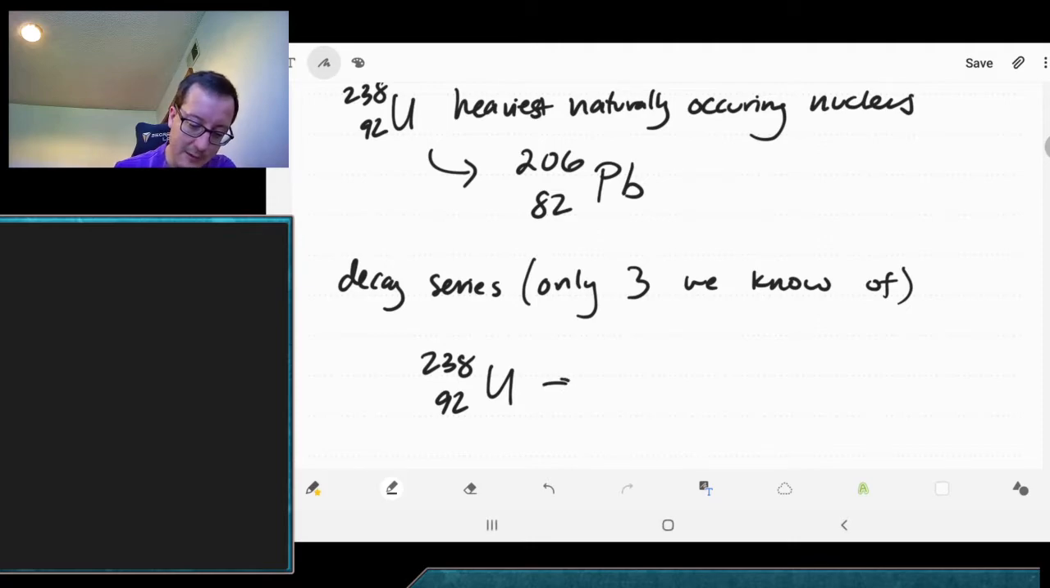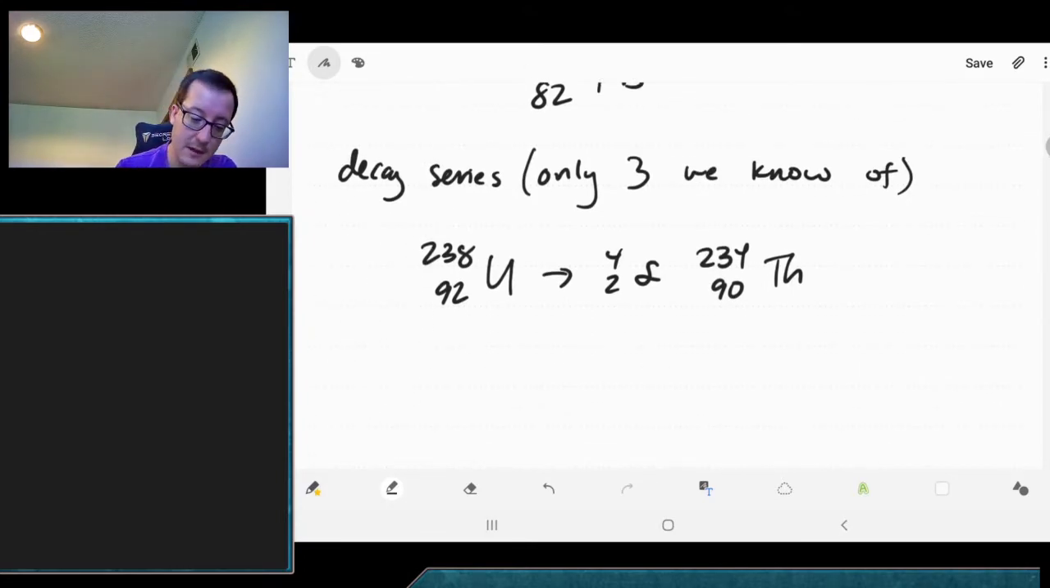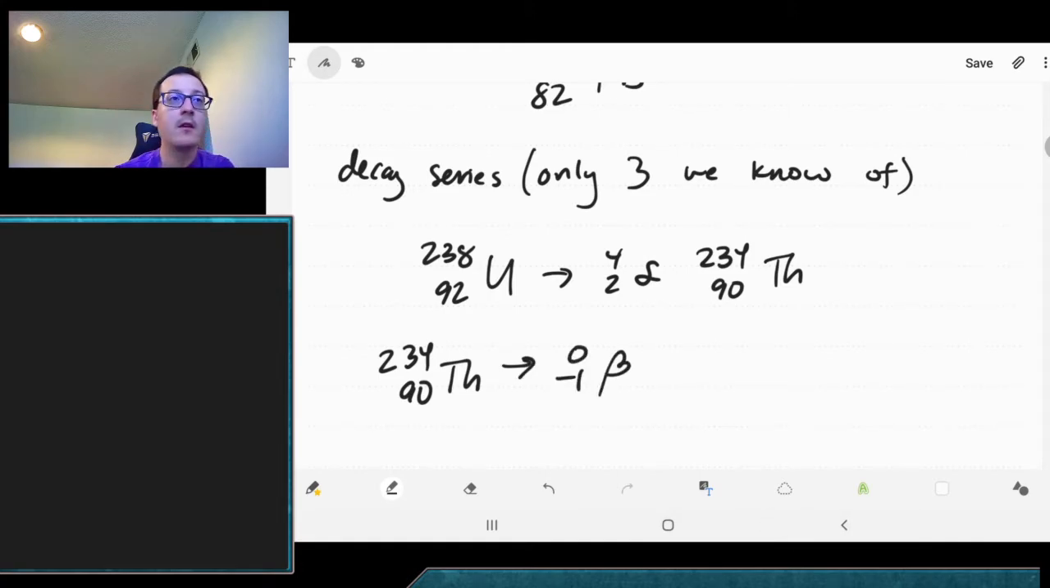The first one is an alpha decay, which means we're going to get thorium-234, which is 234/90 Th. And this will undergo 2 beta decays afterwards. Beta decay, of course, is 0/-1 beta. Remember, the purpose of beta decay is to increase our atomic number.